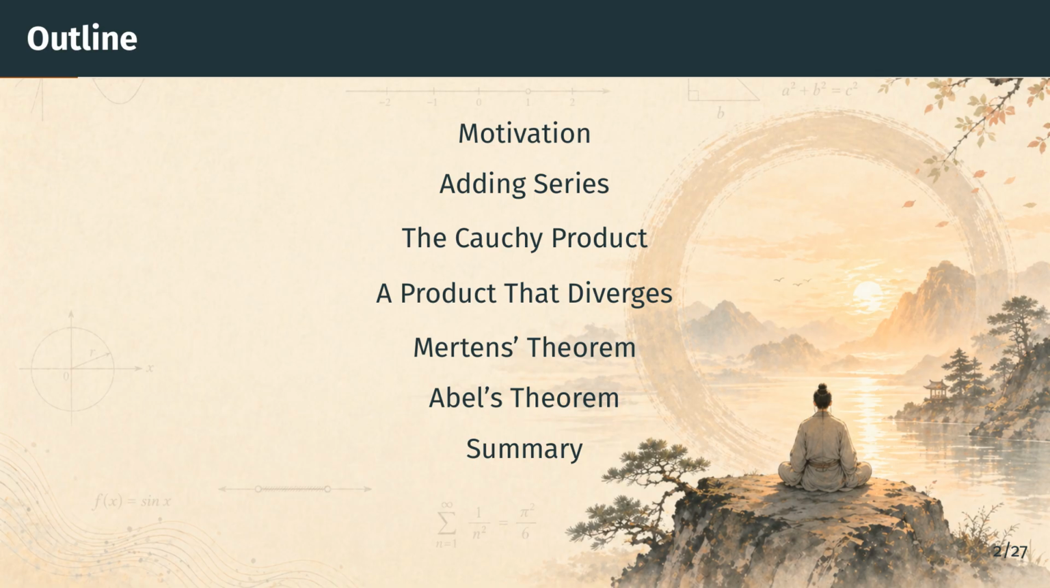The centerpiece of the section is Mertens' theorem, theorem 350, which says that the product converges to the right value as soon as at least one of the two series converges absolutely. We close with Abel's theorem, which we state now and prove much later in Chapter 8, and then a short summary.